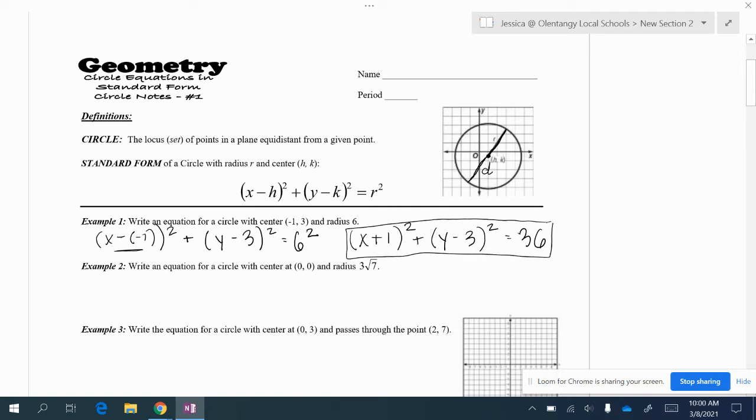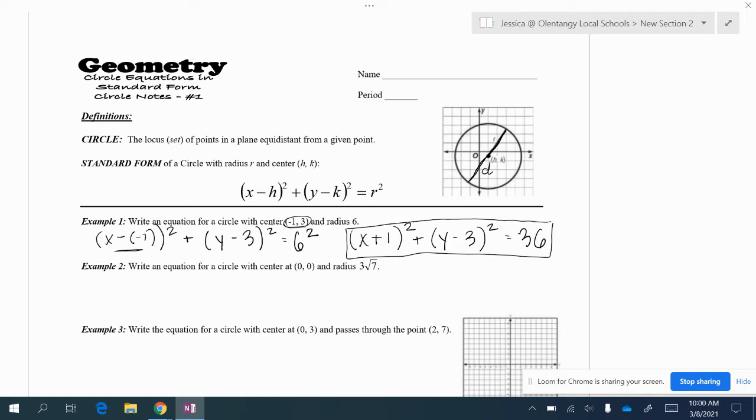Now I can usually do this just in my head. Just know that whatever's on the inside of the parentheses is the opposite sign of your center. So if your center is -1, you're going to be adding 1 on the inside of your parentheses. If your center is +3, you're going to be subtracting 3. And then your radius, you have to square that number to set it equal in standard form.